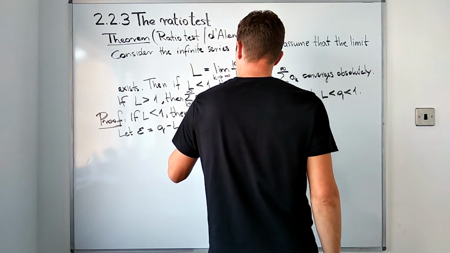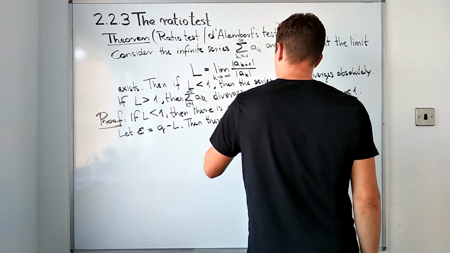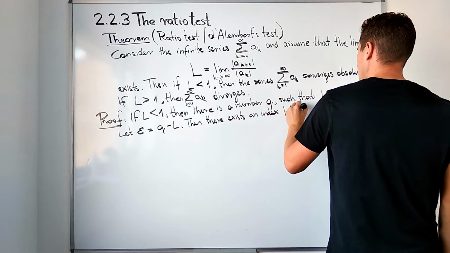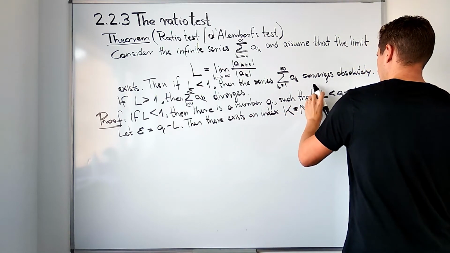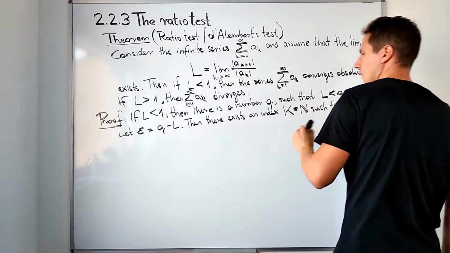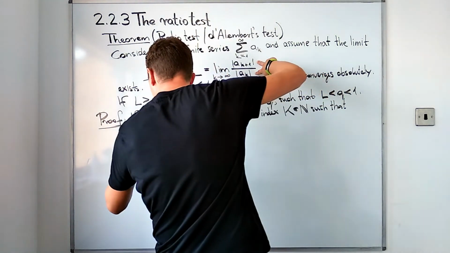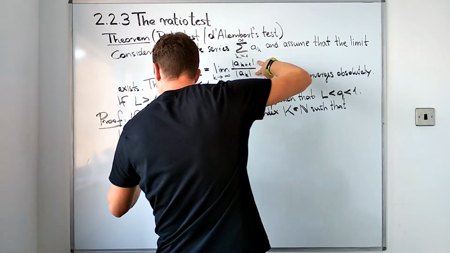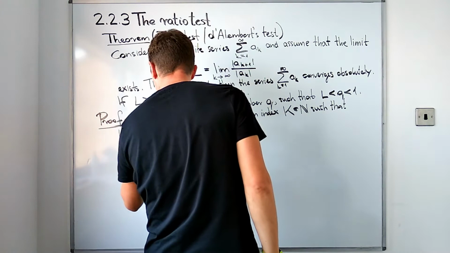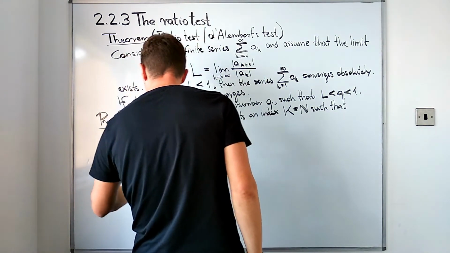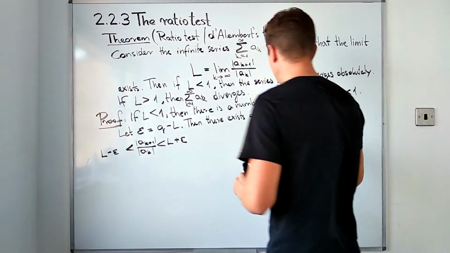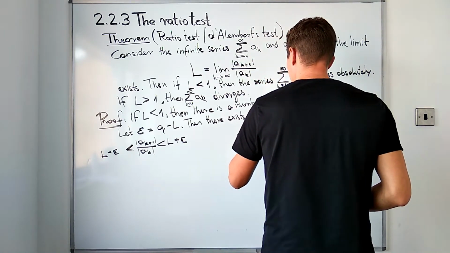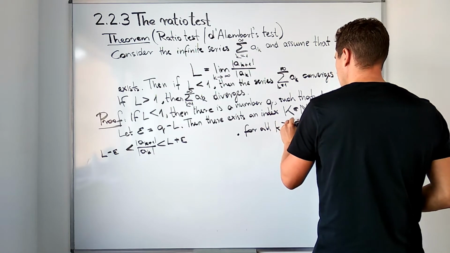Then there exists an index, let's call this capital K, such that our sequence of ratios of successive terms will be between L minus epsilon and L plus epsilon for all indices that come after K. So this happens for all little k greater than capital K.